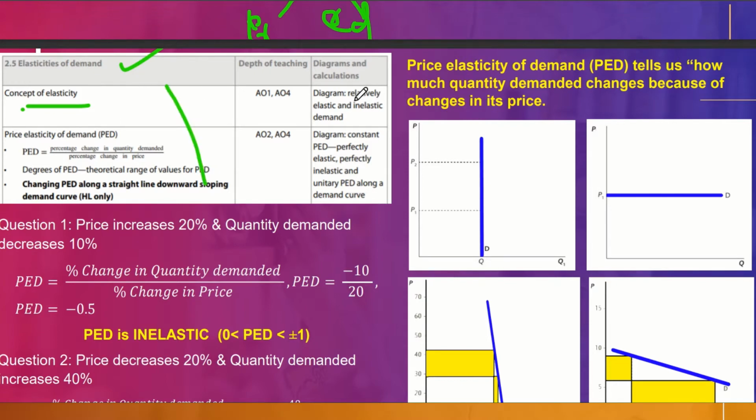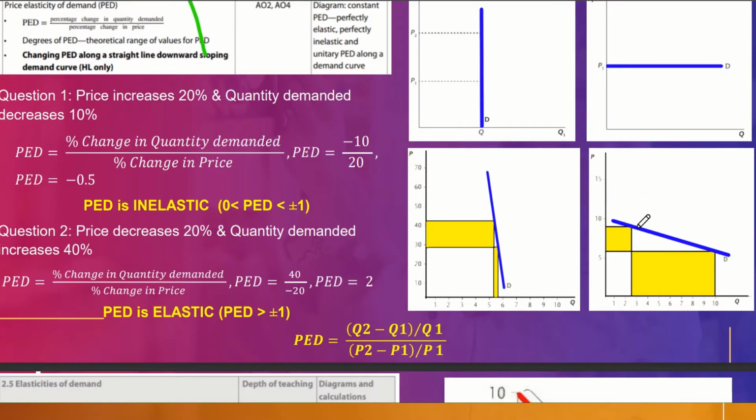See, look at relatively elastic and inelastic demand curves. See, look at this demand curve. This demand curve is said to be an elastic demand curve. See, look at this one.